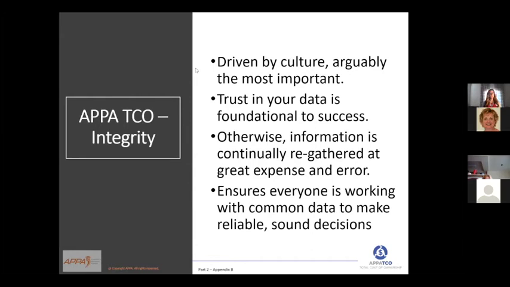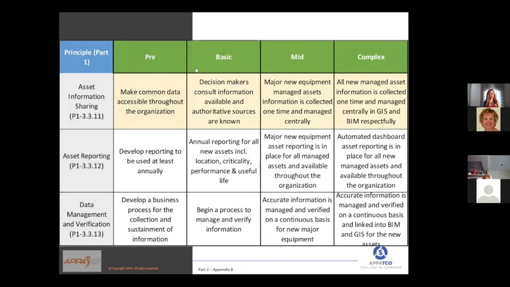Okay. All right, so here are the principles for integrity. We've got our information sharing, and again, that one's highlighted in yellow because I think that is the minimum. That's our basic implementation of total cost of ownership, right? So how do we make common data accessible throughout the organization? Basic is having information available to decision makers.